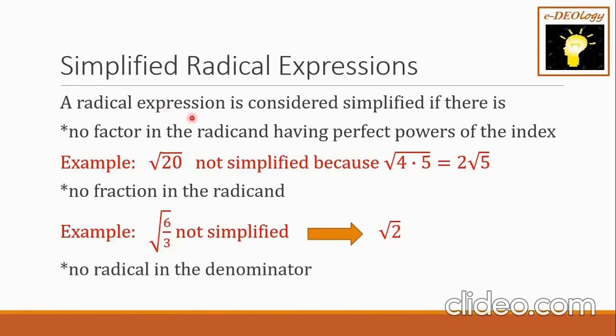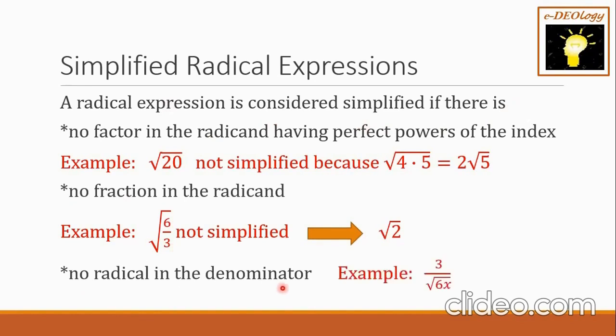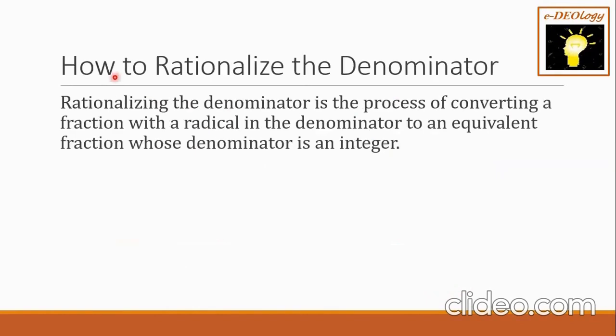A radical expression is considered simplified if there is no radical in the denominator. Example is 3 over the square root of 6x. As we can see here, we have a radical in the denominator. And this is the topic of today's video. How do we rationalize the denominator?